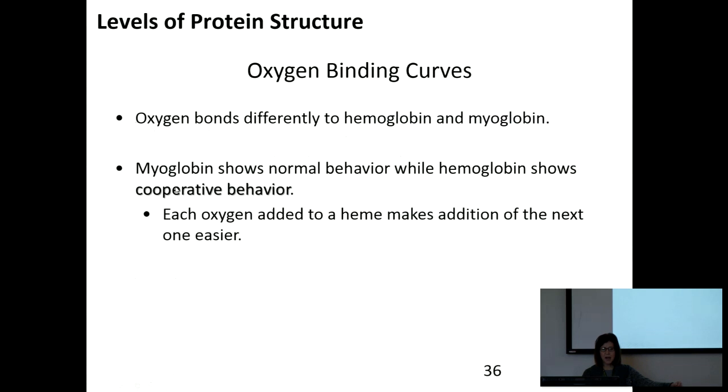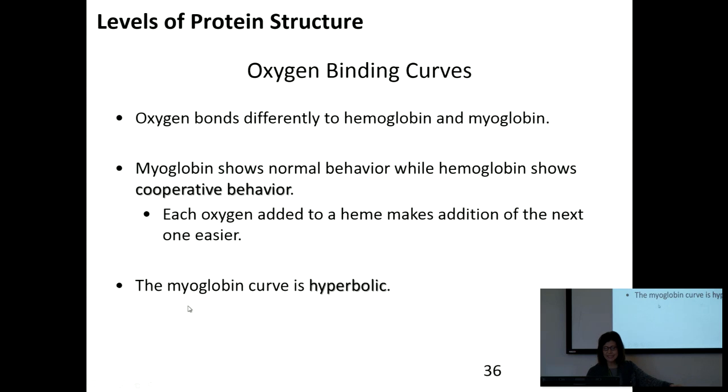So what we say is myoglobin binds to oxygen normally, while hemoglobin shows what we call cooperative behavior. What we mean by cooperative behavior is that each oxygen added to the heme makes it easier for the other ones. Myoglobin only has one heme, so there's nothing else going on. It binds to oxygen and it lets the oxygen go. It doesn't really do much. But because hemoglobin has 4 subunits, each with its own heme, it has an effect. Once you bind the first one, it's going to affect the other one.